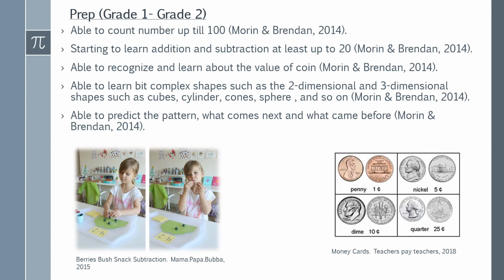Other than adding and subtracting, they can predict patterns, what comes next, what came before. Once they master this type of skill, they can start to apply the skills and knowledge that they have learned to their real life situations. Besides patterns, they start to learn a bit more complex shapes, which is, instead of learning one dimension shapes, they start to learn 2 to 3 dimensional shapes, such as cone, pyramid, cylinder, and so on. Lastly, they start to be exposed to the values of coins and are able to recognize them.